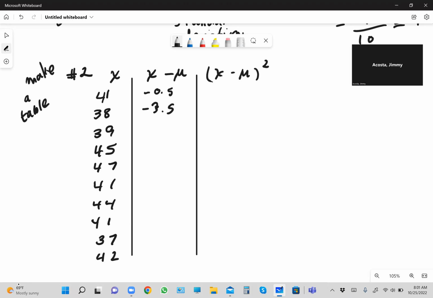And as you notice, what I'm doing now is I'm finding how far away, let's just say the terminology you want, I'm finding my deviations. How far away each of the data points is from the mean. And so what we're trying to do is take into account each and every single number in the data set. Right?